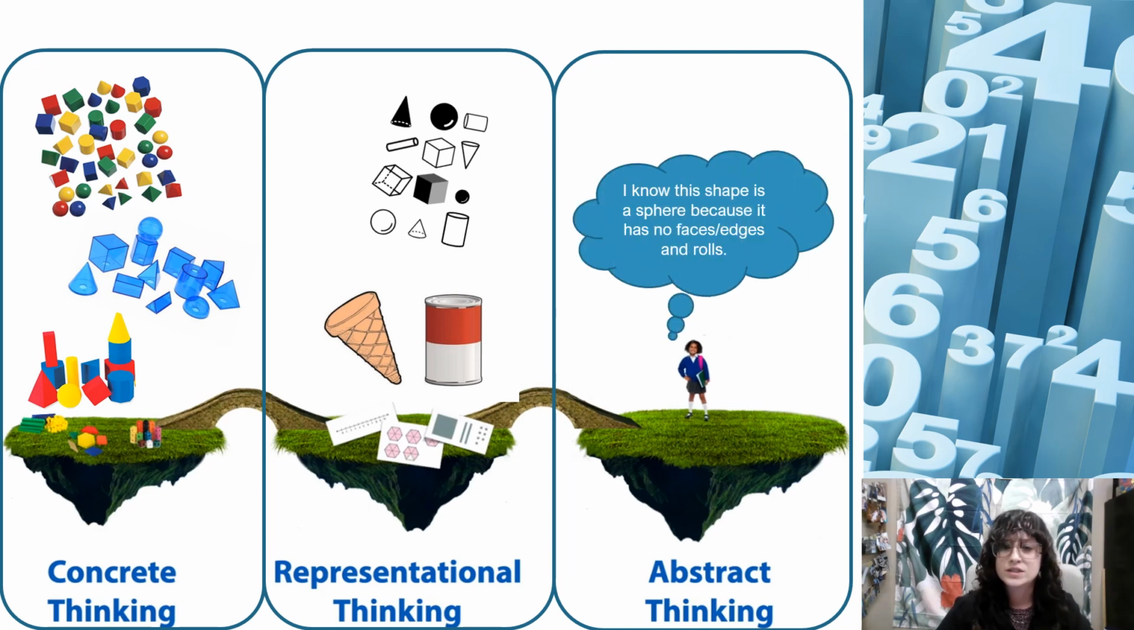Students can move through this, and as they start to get a solid understanding of what defining attributes are and how they're related to the 3D shape, they could use abstract thinking. So for example, I know this shape is a sphere because it has no faces, no edges, and it rolls. It's important to remember that students should be moving back and forth between all three of these stages to make sure that those bridges between the concrete and representation, and the representation and abstract thinking, are really strong.